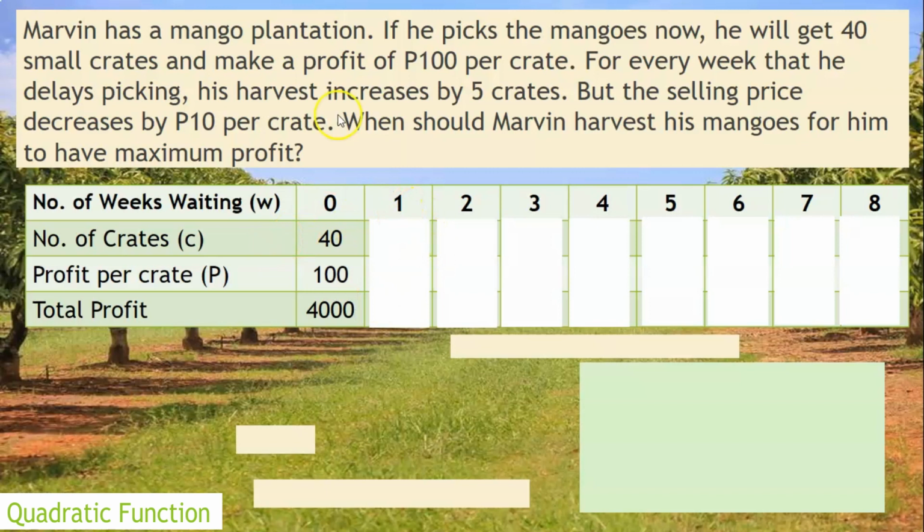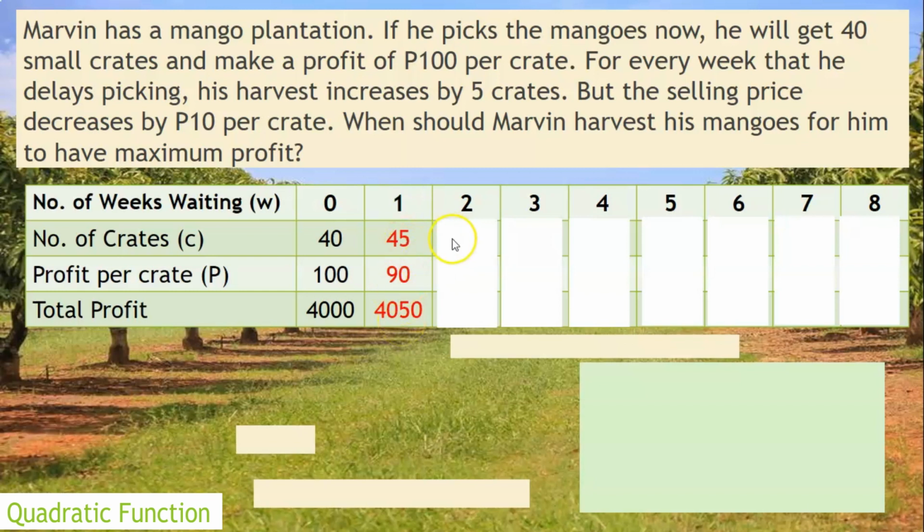Next, if he waits for 1 week, take note, he will be able to increase his harvest by 5 crates. So from 40, it will become 45. But the selling price decreases by 10 pesos. So he will increase the harvest, but the price per crate will decrease to 90 pesos. Therefore, his total profit would be 4,050.